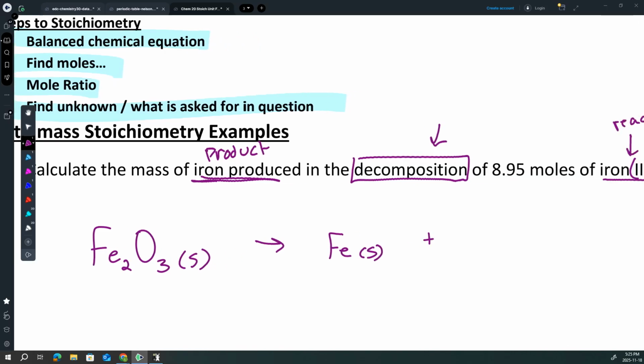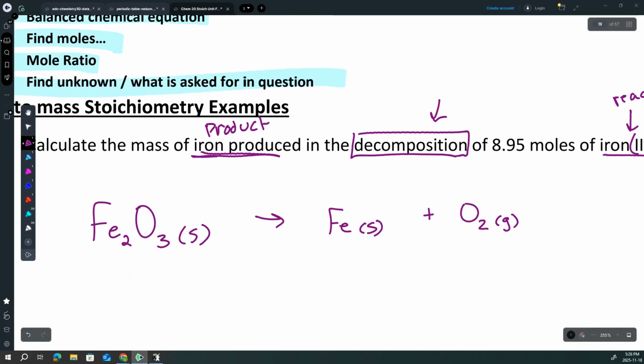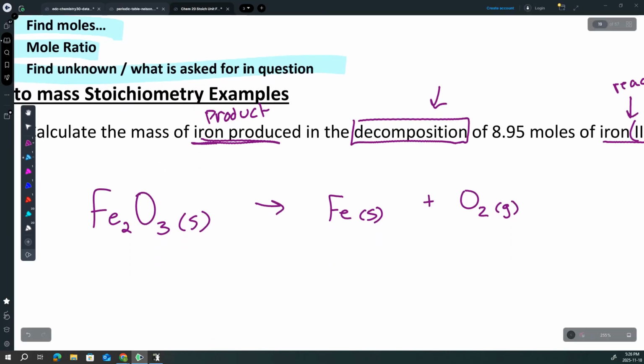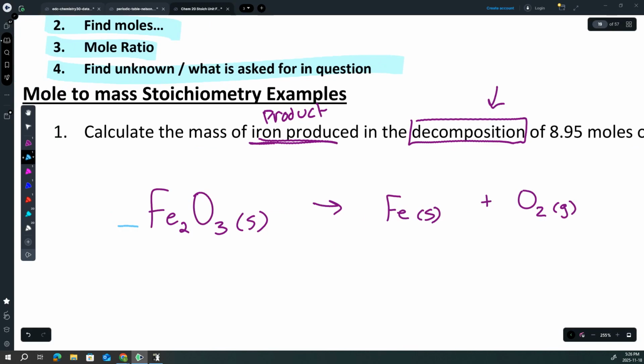Okay, the other product must be oxygen, because again, we're just taking this and breaking it up into the elements that make it up. Remember though that oxygen is part of Hofbrinkel, so whenever it's by itself, there's always 2 of them. And oxygen is going to be a gas at room temperature. You can check that out on your periodic table. Alright, so we have our skeleton equation. Let's make sure it's balanced.